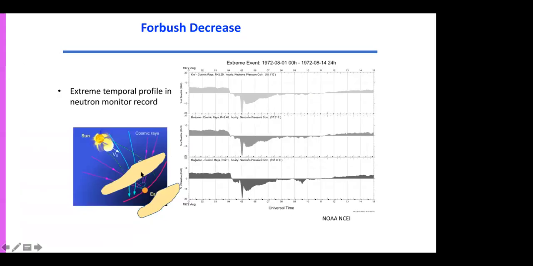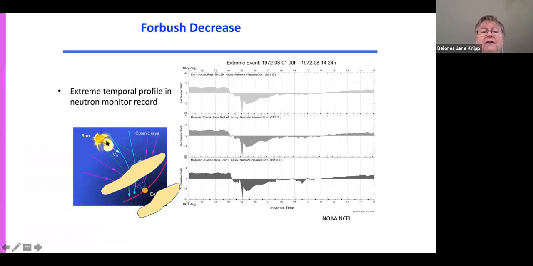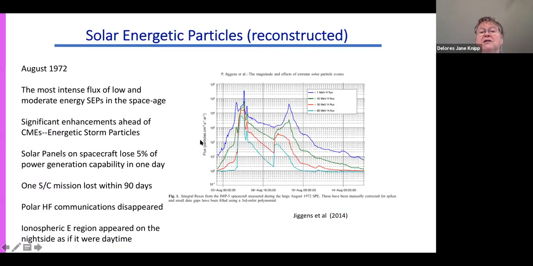This cartoon here, this structure right here, had no doubt when it lifted off, solar energetic particles that were perhaps already there as a seed particle population, and this fast moving structure's shock acceleration was increasing the energy of these already present solar energetic particles. This event is one of the most intense fluxes of what is called low to moderate solar energetic particles in the space age. I think it still has the highest on record of 30 MeV energetic ions. Those, by the way, are sufficient to penetrate a space suit of an astronaut out on a spacewalk.